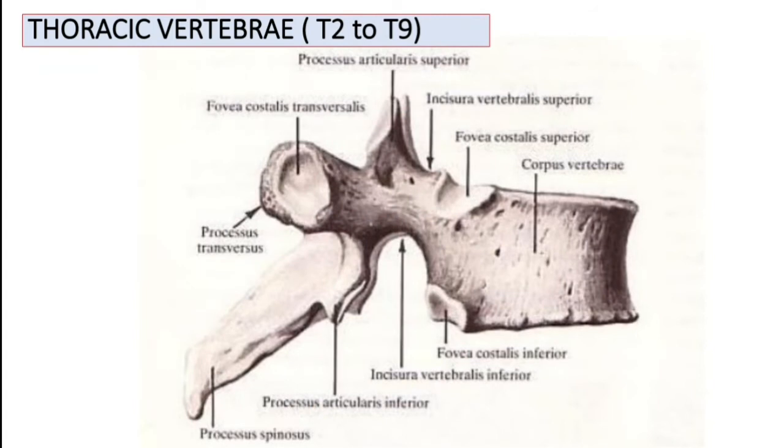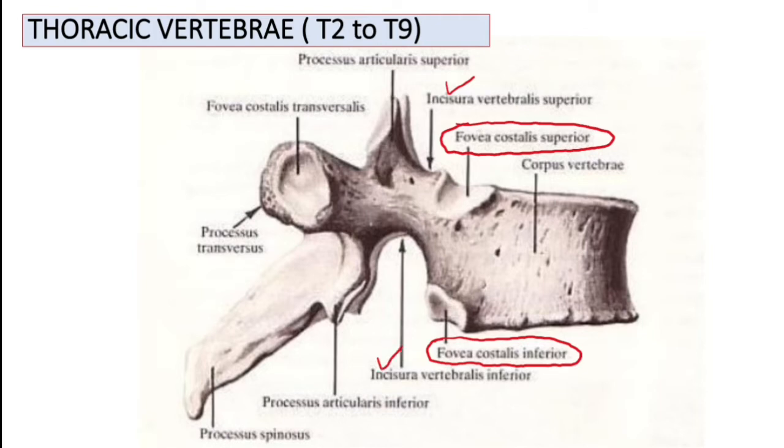Okay, so this is a typical thoracic vertebra. This one is from T2 to T9, right? I just picked a random one. Okay, so let's look at the features. The first thing I told you, the articular facets: fovea articularis superior and fovea articularis inferior. You can see the notches here, incisura vertebralis superior and incisura vertebralis inferior.